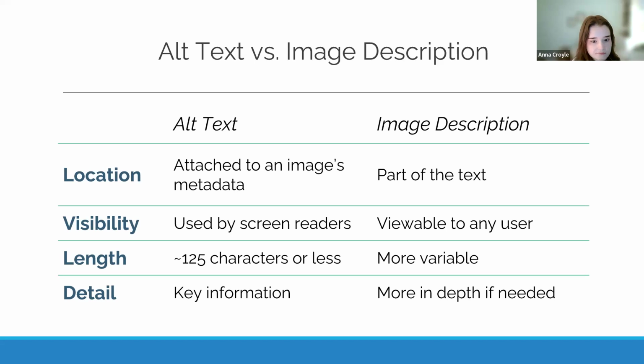Visibility. As we said, alt text is used by screen readers. You can see it if you look at the HTML code for a website, whereas an image description is viewable to any user. Length: alt text should be pretty succinct, probably 125 characters max, but it depends on the context, whereas an image description is more variable depending on how much detail you need. And for detail, key information versus more in-depth.